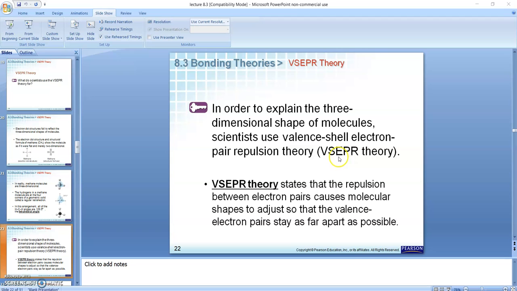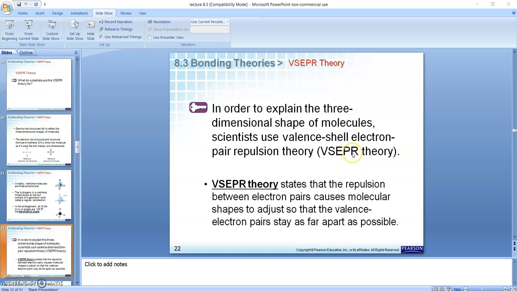Well, VSEPR stands for valence shell electron pair repulsion. So what does that mean? We're working in the valence shell, the outermost shell of electrons. That's where all the action happens anyway, right? The core electrons are just buried. Electron pair, because electrons occur in pairs. They pair up, we put our dots together.